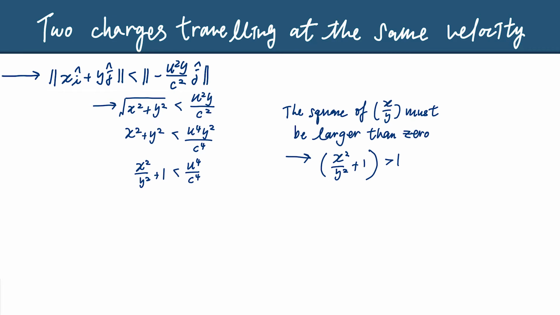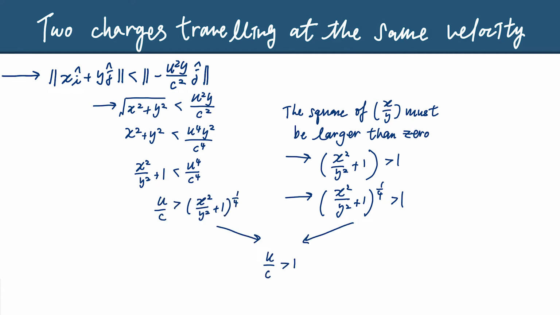Since x and y are both greater than 0, the square of x over y must also be greater than 0. Therefore, the fourth root of x squared over y squared plus 1 must be greater than 1. This finally means that u over c must be greater than 1. Hence u must be greater than c, the speed of light, which is evidently impossible. Therefore, we can conclude that in this first scenario, the total force is repulsive, as there isn't a velocity u at which the magnetic force dominates. Phew! One case down, one to go.